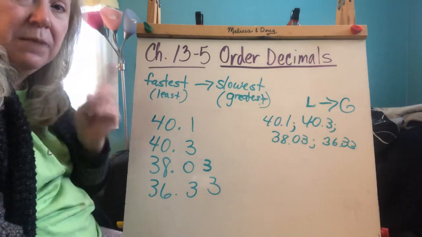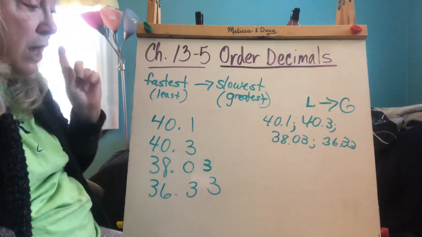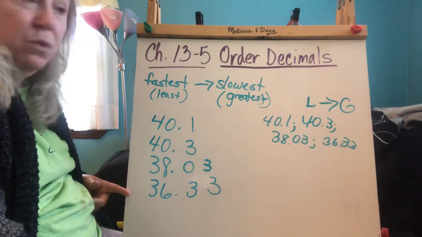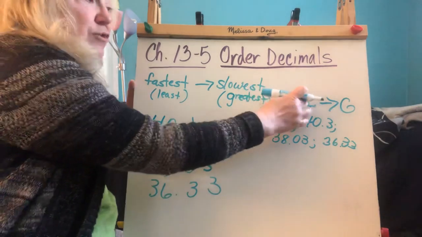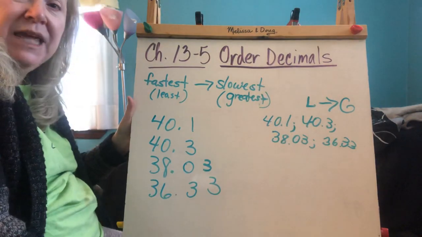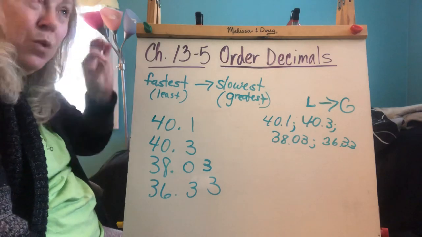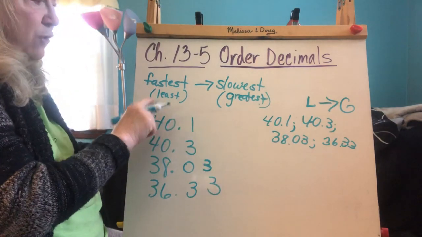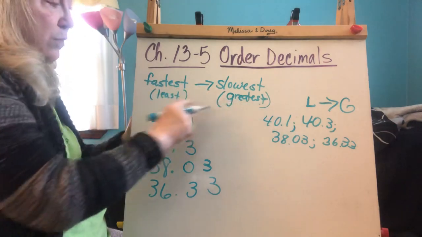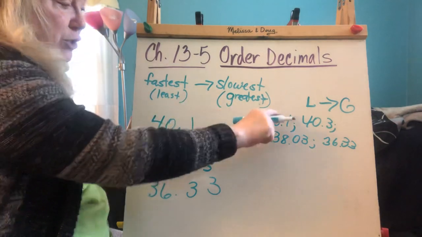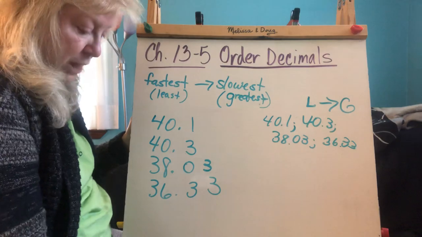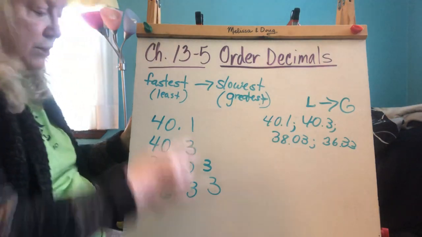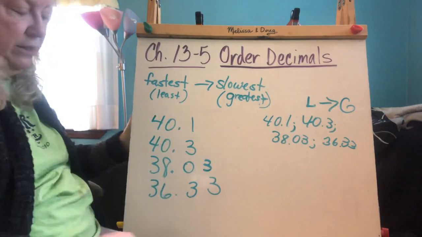And most of the time, a fourth grader gets this wrong, not because they don't know how to put the things in order, but because they did not read the directions and give the answer the way the question was asking, okay? So I'm being asked to go from the fastest to the slowest, which is the least to the greatest. Alrighty. So I rewrite my numbers so that they're all in alignment.